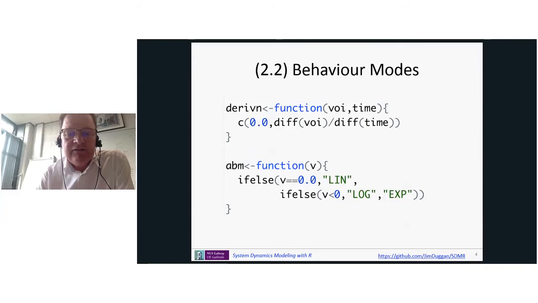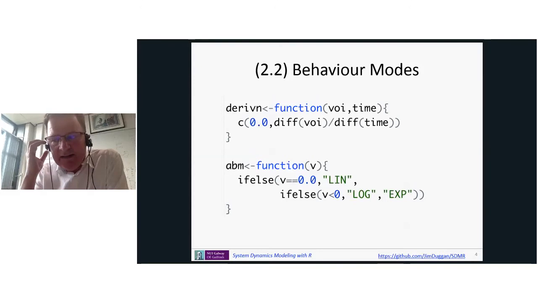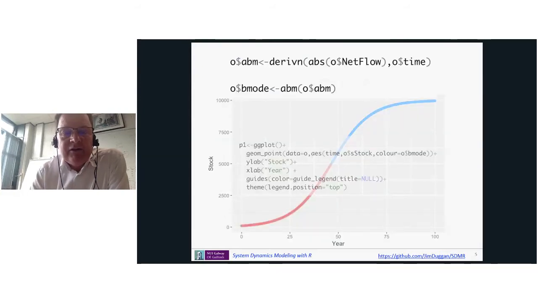Then we can use that result to get the atomic behavior mode, where we take in a processed value, and if it's equal to 0, it's linear growth. If it's less than 0, it's logarithmic, and if it's greater than 0, it's exponential growth. Again, all this code is available on the GitHub website, but it shows that if you want to do some post-processing within R, all you have to do is write those couple of functions. By calling these functions with the absolute value of the net flow variable, we get a new variable called the ABM, which is a numeric value, and then we convert that to the B mode, which is like a categorical variable.